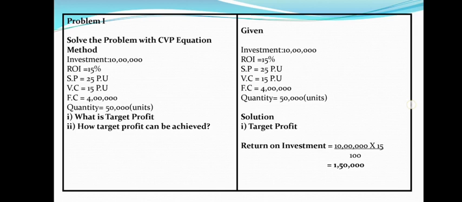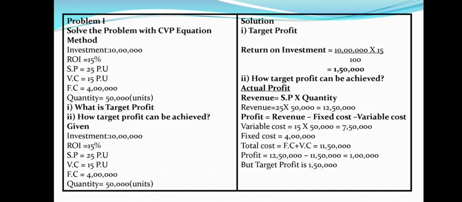The next question is how the target profit can be achieved. To find that, we need the actual profit. To find the actual profit, first we have to calculate the revenue. Revenue is nothing but the selling price into quantity. Here the selling price per unit is 25 for 50,000 units. We can get the revenue as 12 lakhs and 50,000. So now we can find the profit.